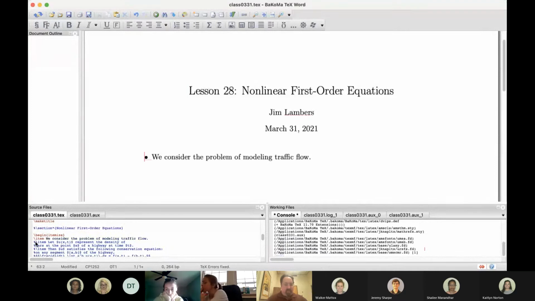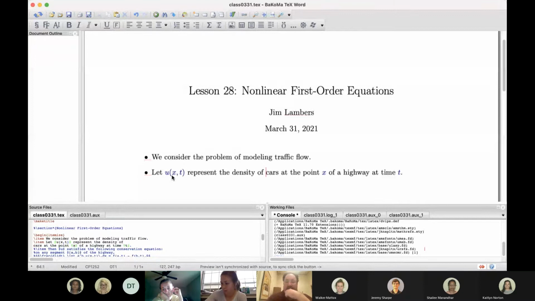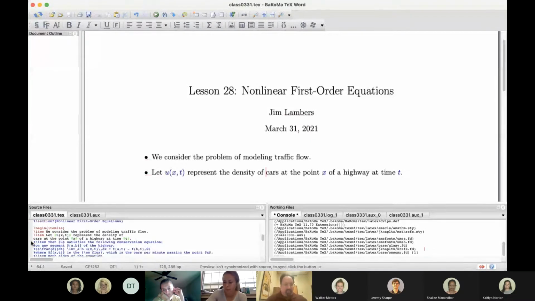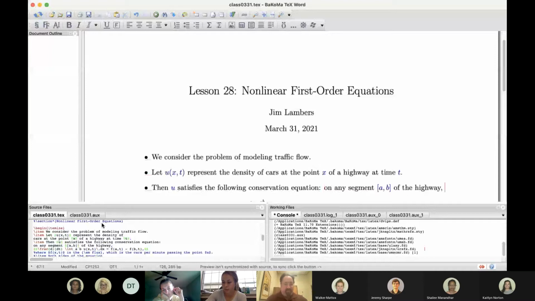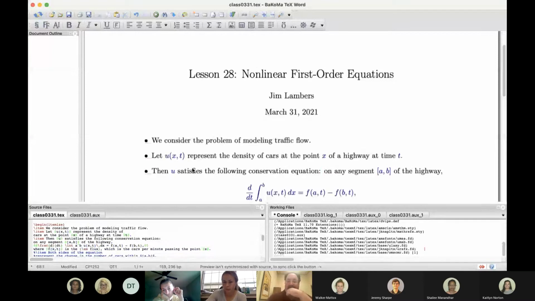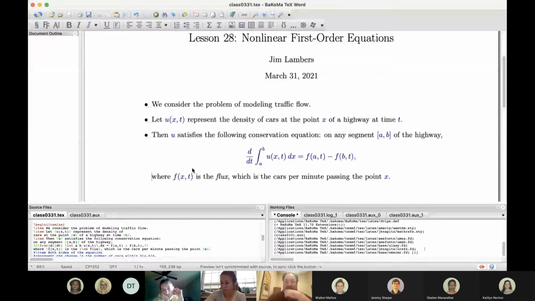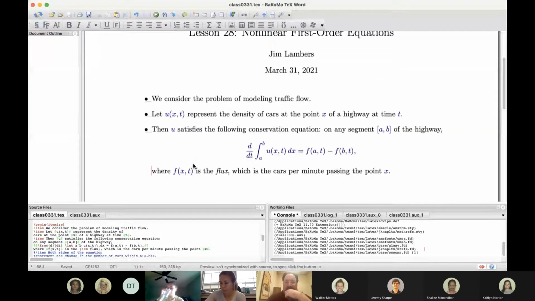So to model traffic flow, our solution U of x,t represents, at any particular point on the road at any time t, the density of cars at that location at that time, as a measure of traffic congestion. To derive a PDE that models how the density evolves over time and space, we have this conservation equation. Just as the heat equation was derived from a conservation equation, we have the same kind of principle guiding the derivation of this PDE.